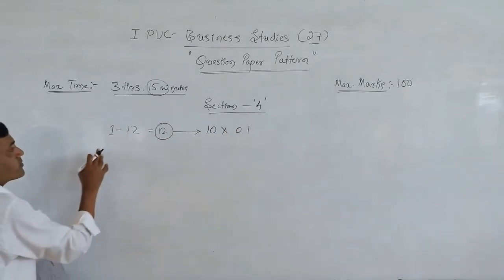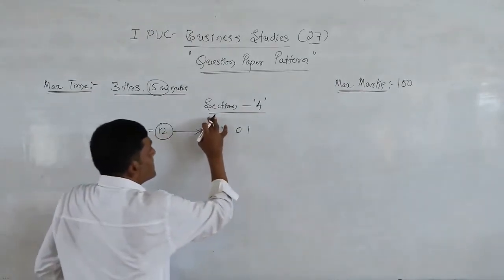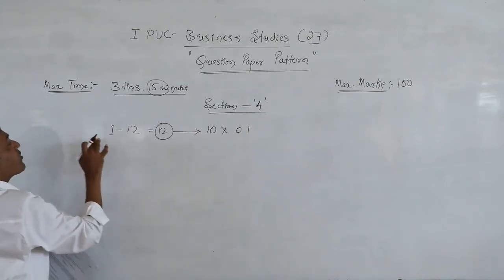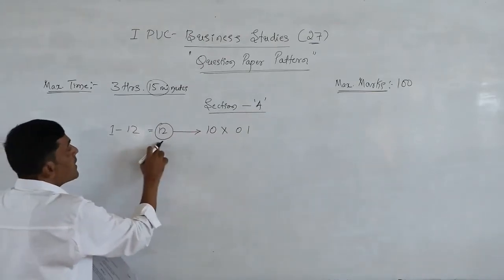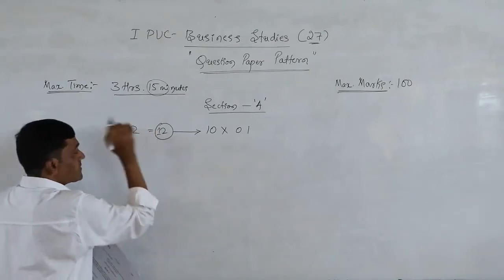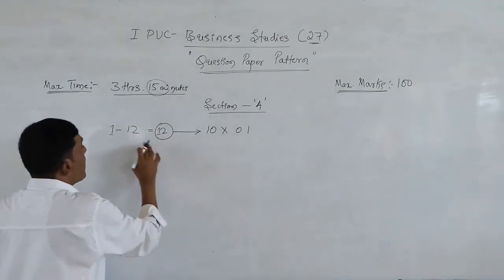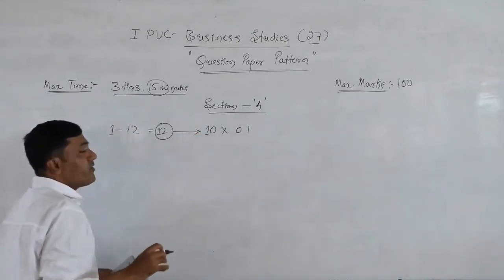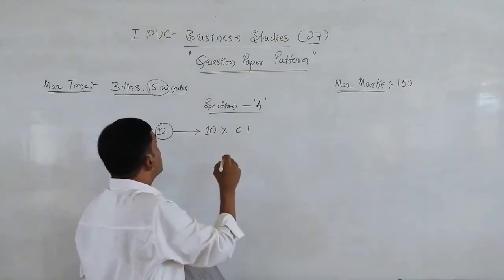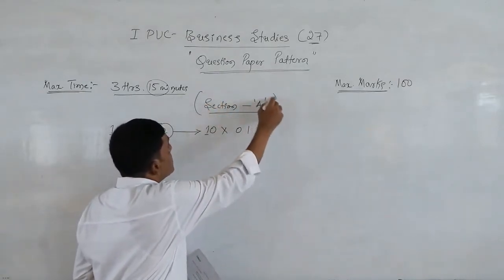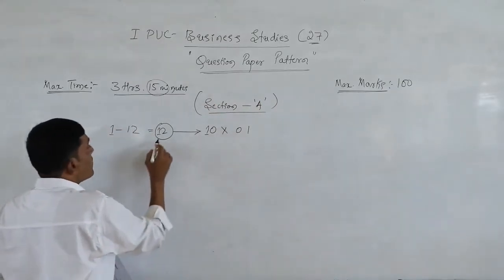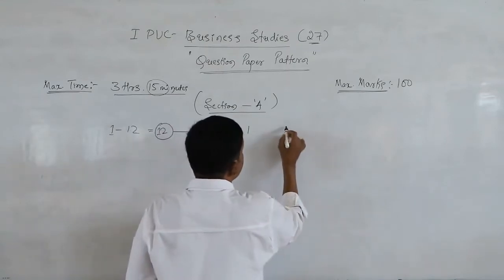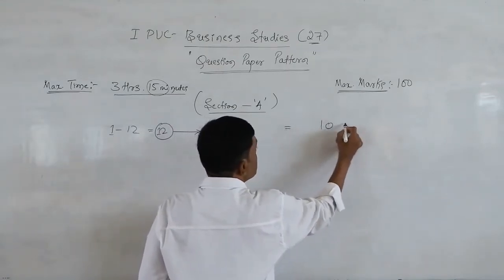Look here, in your question paper it starts with section A. That section contains question number 1 to question number 12. The total number of questions asked is 12. Out of 12 questions, you have to answer any 10 questions, but you need to write serially under section A. Each carries 1 mark, so section A contains 10 marks.